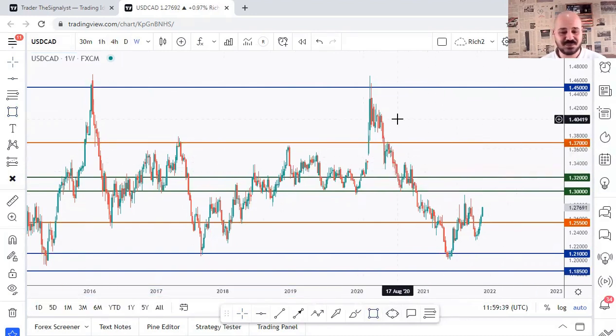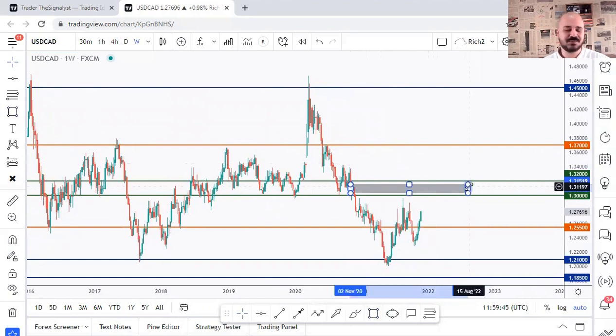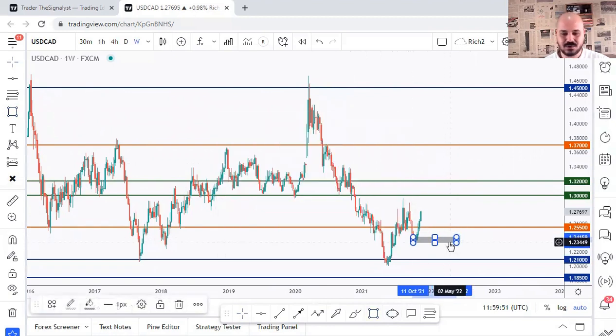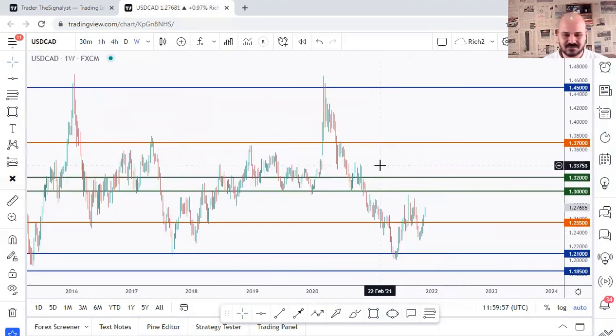Now let's go for supply and demand zones. As mentioned previously, we got a supply zone here. But I will not draw it as we already have a resistance area. Now we have a demand zone here. We also have a demand zone here, but I will not draw it because we have a support. So this is basically it on the weekly time frame.